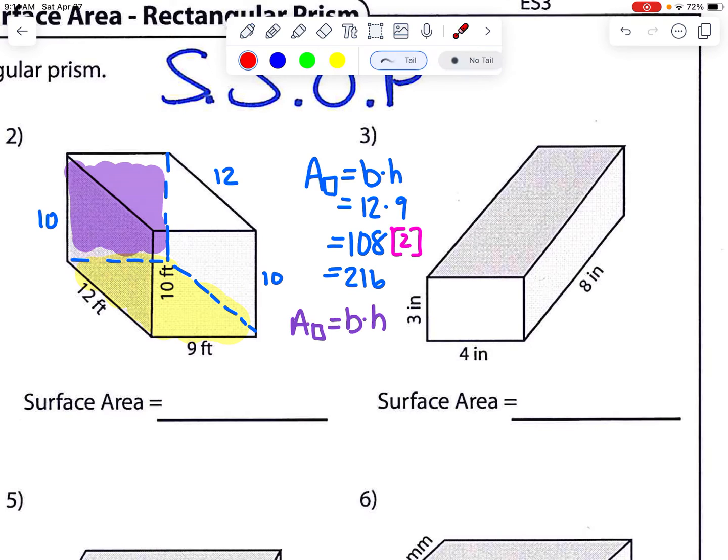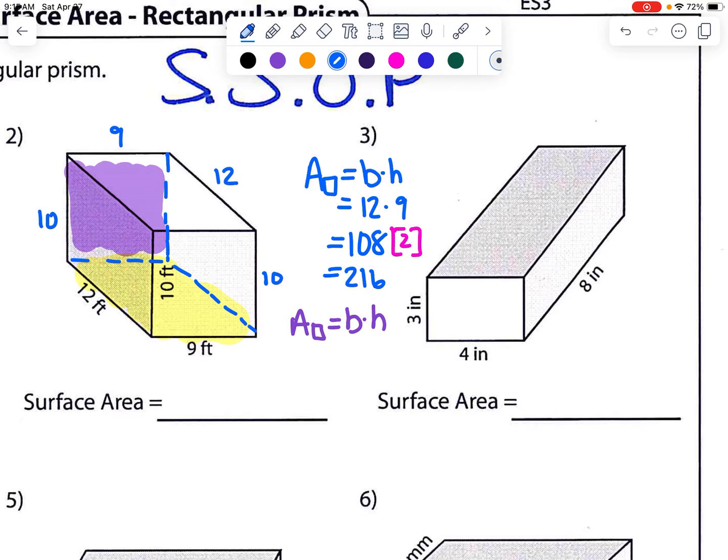Because they said this was 10, which means this is 10, that's 10, and that's 10. And this is 12, 12, 12, 12. And if this is 9, so are those 4, ladies and gentlemen. This would be 9 as well.